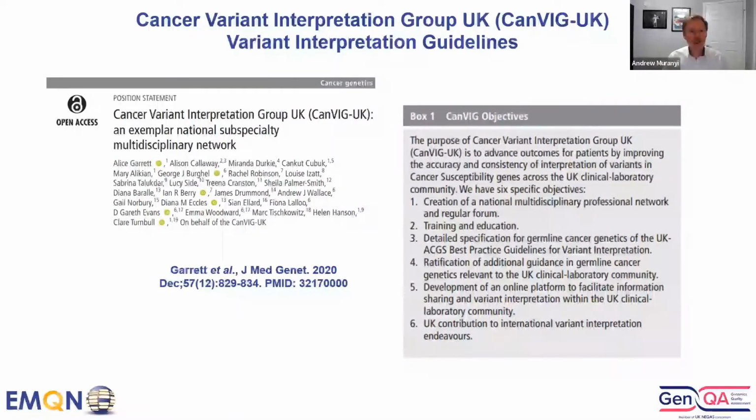So at the same time, CanVIG, the Cancer Variant Interpretation Group UK, worked on their own set of guidelines, which is modeled off the ACMG guidelines. However, as these guidelines are set for cancer genes, they did give a little more detail than the general 2015 ACMG guidelines. Next slide, please.